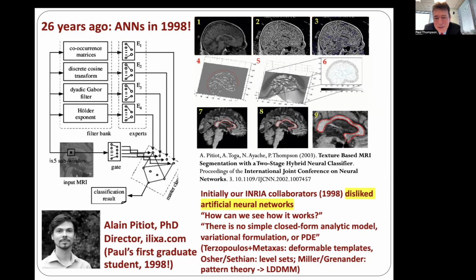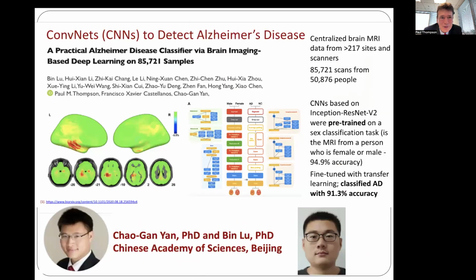Interestingly, our collaborators at the engineering center INRIA disliked artificial neural networks, or at least some of them, because they said, well, how can we see how it works? There's no simple analytic model. At the time, variational methods and PDEs were being used to segment things where you deform templates to stretch them onto the structures of interest. And there was a lot of interest at the time in trying to define analytic equations that would find these structures and not so much black box solutions like deep learning and neural networks.